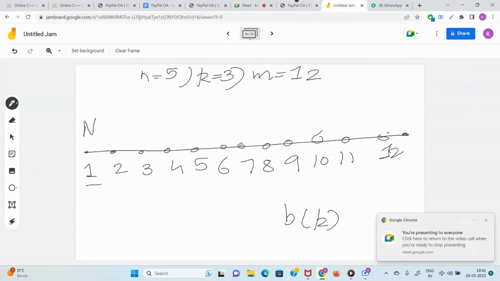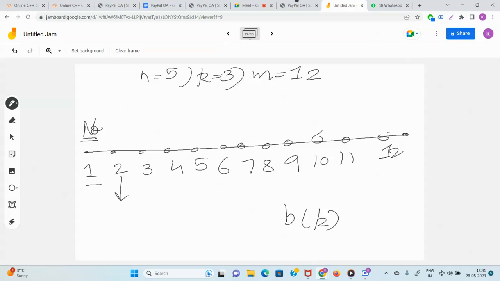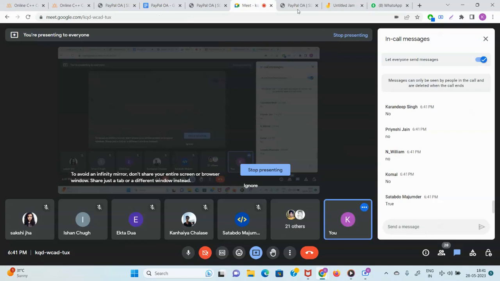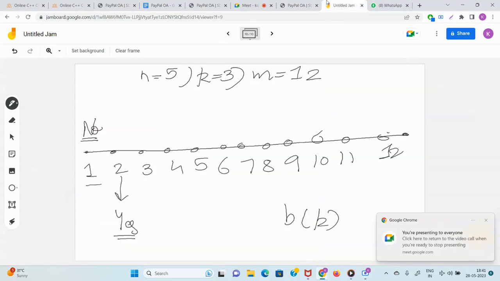Such difficult problems are rarely asked, but if you learn these difficult problems, all other problems will become easier for you. Guys, what happens for 2? For 2, you can do it if you use common sense. Try to find the minimum and maximum range for 2. It will come as yes. Write in the chat, guys. Now, Karandeep and Satabdo, check what will happen for 3. For 3 also, it will come as yes.